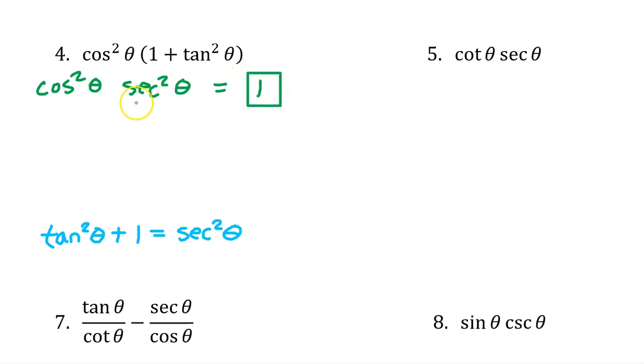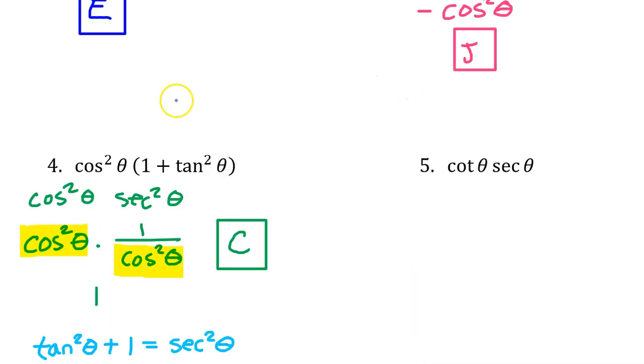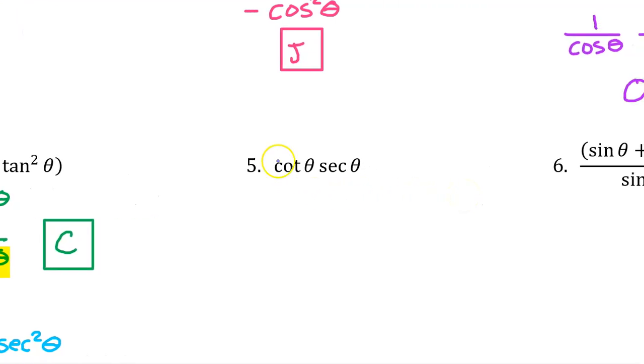If you don't notice that, then you have to go through the motions of writing cosine squared theta times 1 over cosine squared theta. And then you go, oh look, we have cosine squared theta in the numerator and the denominator. These cancel out and leave 1. That's C.